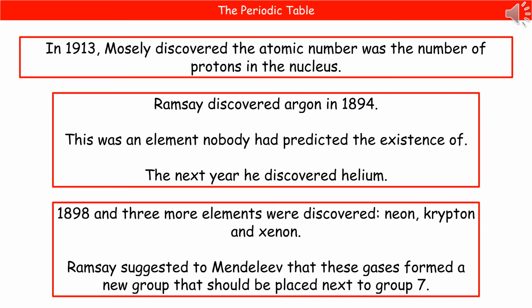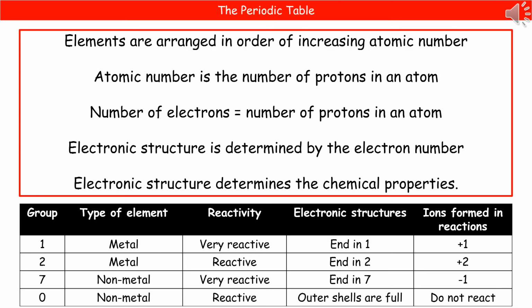By 1898 three more elements were discovered, neon, krypton and xenon, and he suggested to Mendeleev that these all formed a new group that should be placed to the right of group 7, and they're known as our noble gases today. The reason they haven't been discovered? They're just really unreactive. So when it comes to our modern periodic table, we need to remember a few facts.